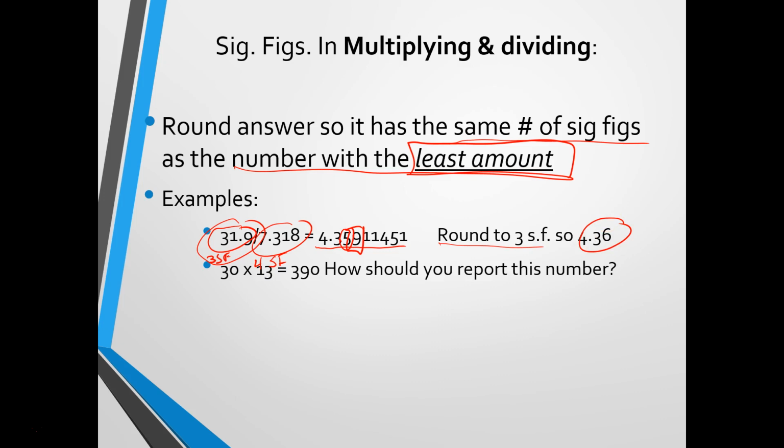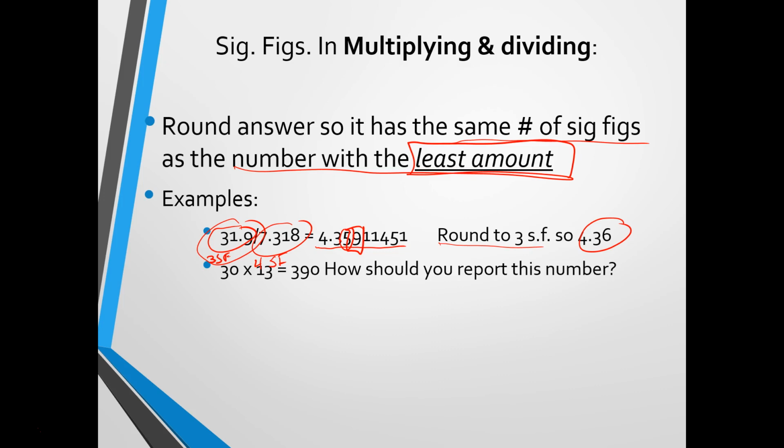Let's do another example. Let's say you have 30 times 13. Well, if we plug that into our calculator, because I don't expect you to know how to do this in your head, and you could do it on paper if you wanted to, but you definitely don't have to. That's a lot of extra work that I, quite frankly, don't want to do either. So we do 30 times 13, put that into our calculator, and we get 390.